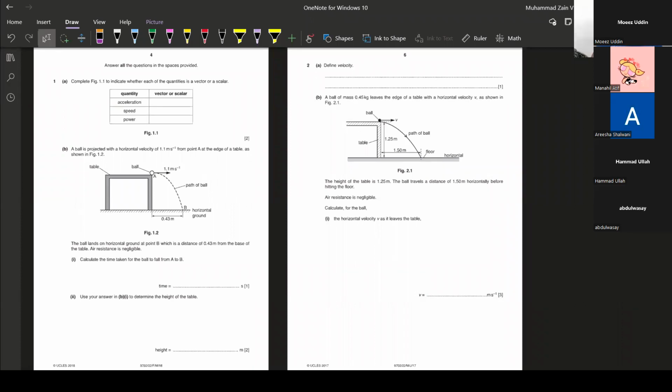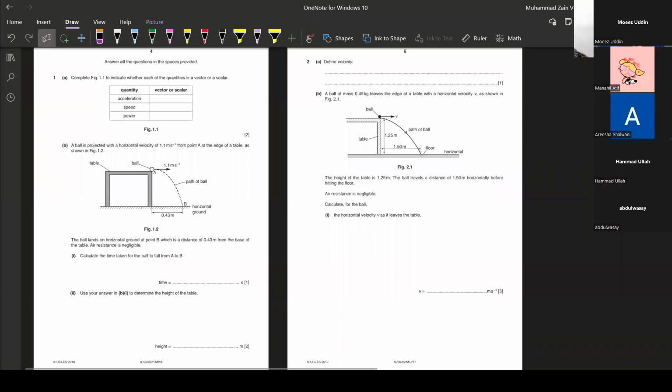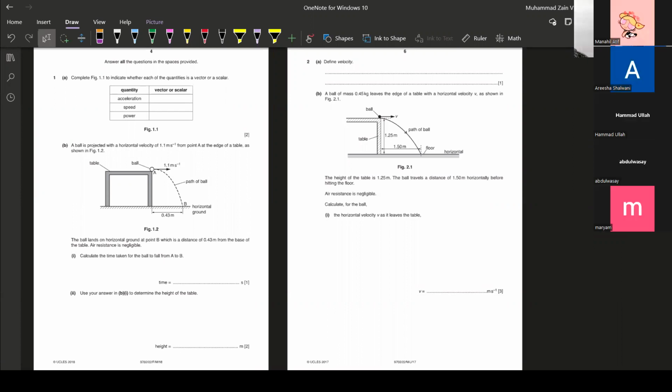Okay, so a ball is projected with a horizontal velocity of 1.1 meters per second from point A at the edge of a table as shown in figure 1.2. The ball lands on a horizontal ground at point B, which is a distance of 0.43 meters from the base of the table. Air resistance is negligible. Calculate the time taken for the ball to fall from A to B.